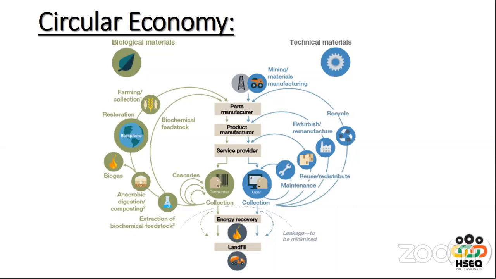Whereas in a circular economy, there is no waste. Product is maintained and reused, recycled, and refurbished, and no waste is left. The leftover is basically recycled to make useful materials, and it closes the loop. So nothing goes as waste.